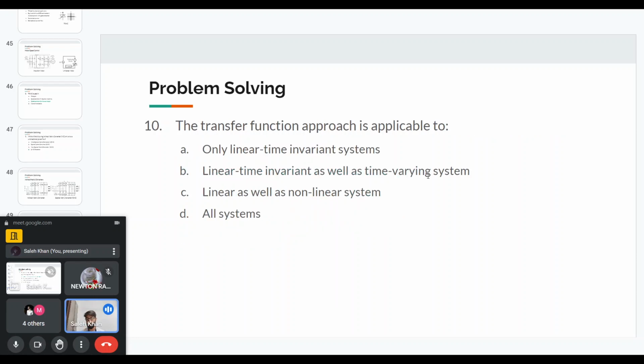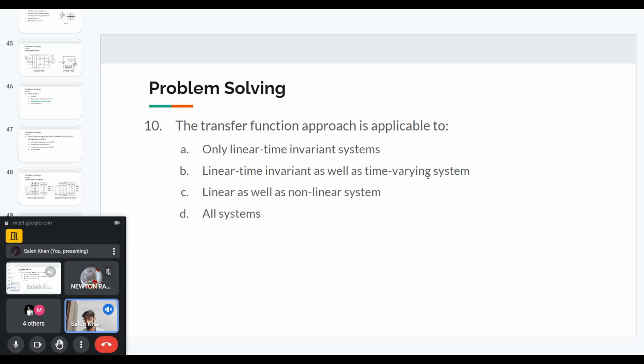And finally, the last question is a transfer function approach is applicable to which of these systems? So only linear time invariant systems, or linear time invariant as well as time varying systems, and linear as well as nonlinear systems, or all systems. So what do you think is the answer? This is more of a control system question. So what do you think is the answer to this question?